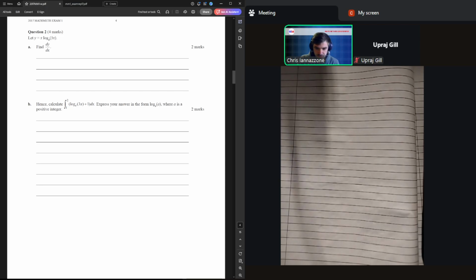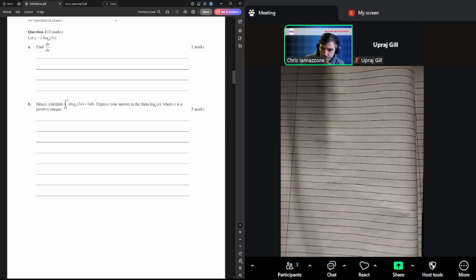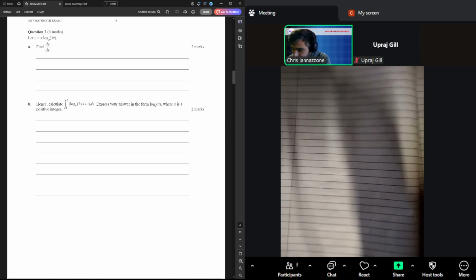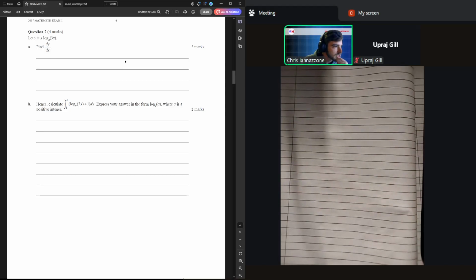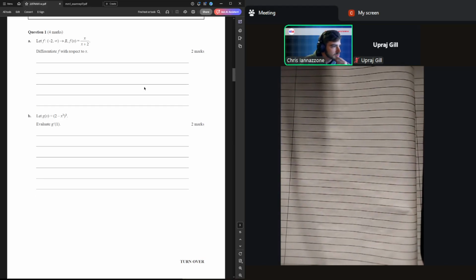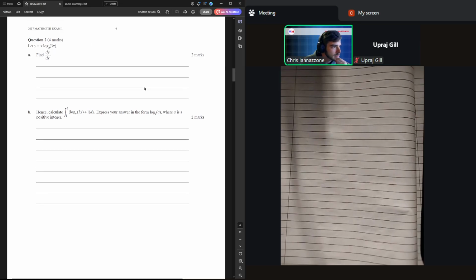Alrighty, 2017 exam 1. You have those in the chat if you want to use your own copy. We'll start this one off at question 2, since question 1's just very bare bones basics. First up is very simple, find the derivative. The reason we're doing 2a is because it will be important for 2b.